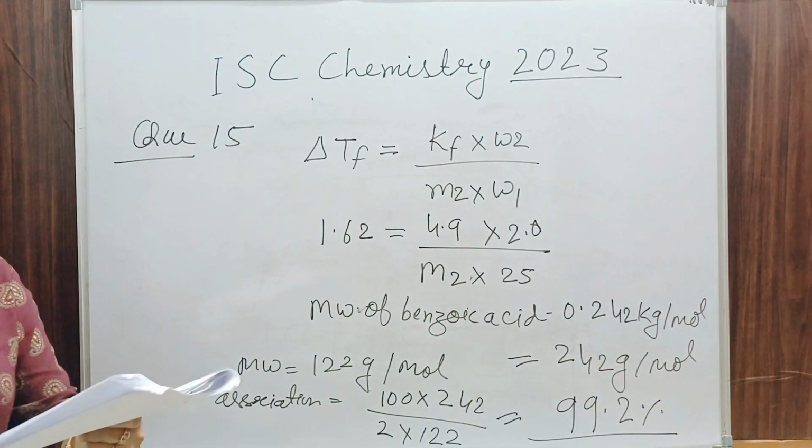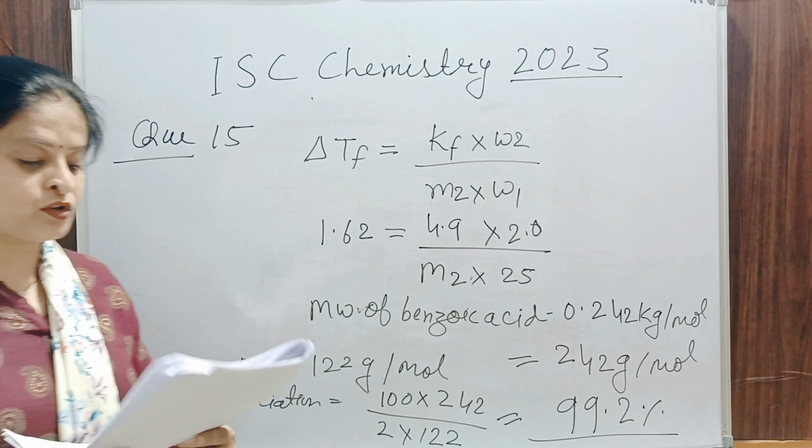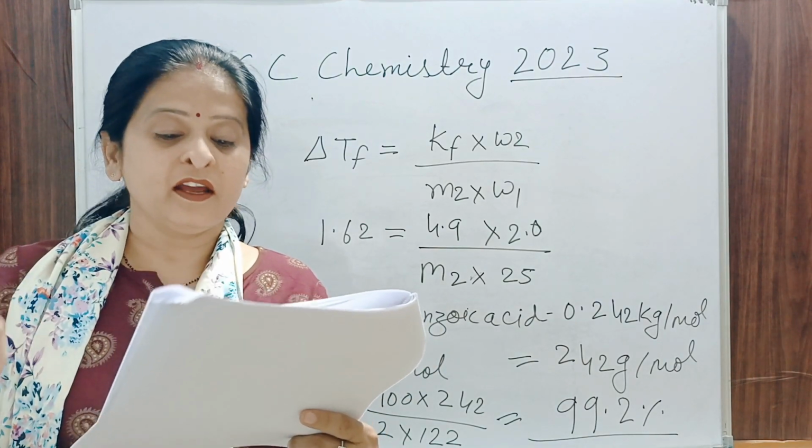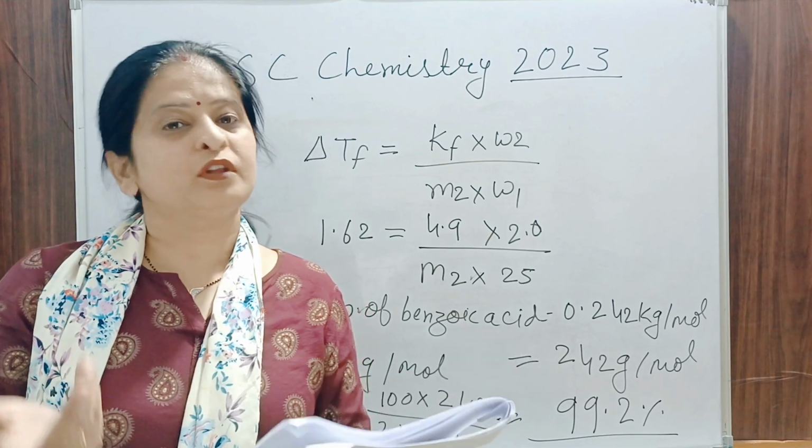Then next, question number 16. What is question number 16? Phenol is a stronger acid than aliphatic alcohol due to the resonance.